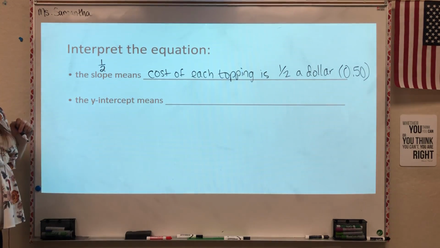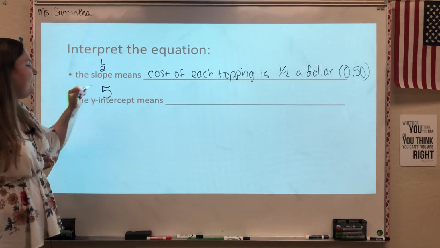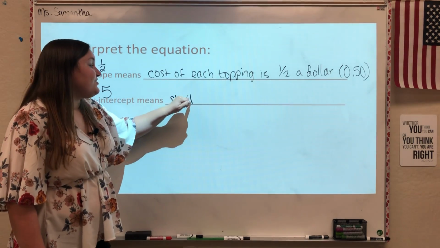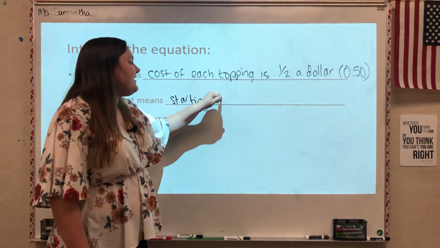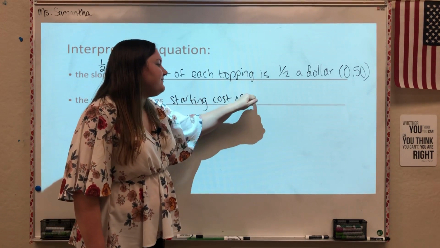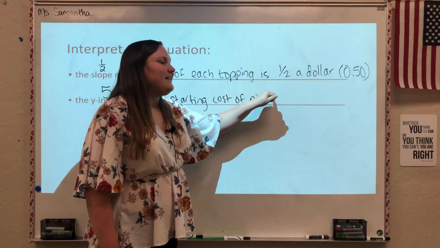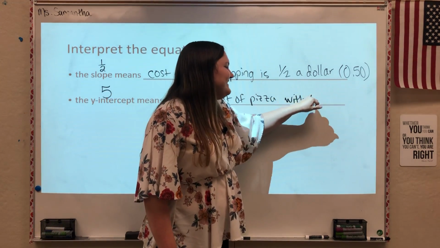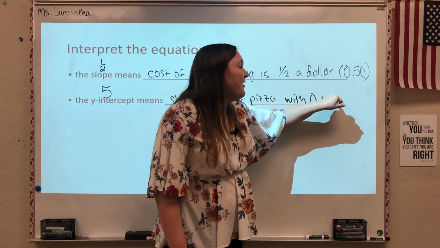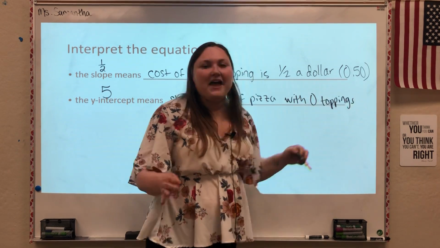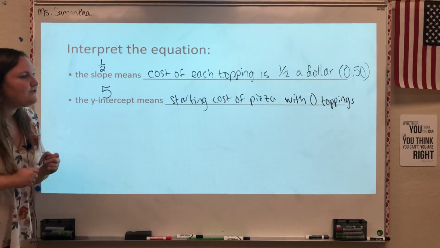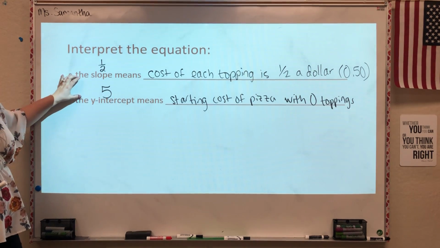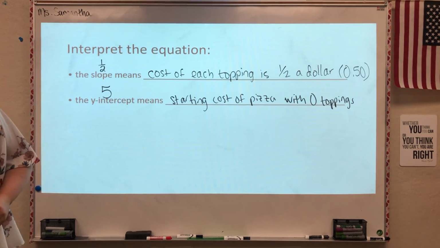The y-intercept, which in that last problem was 5, we could say represents the starting cost of pizza. You could say something like that. You could say the starting cost of pizza with 0 toppings, with no toppings, anything like that. So to practice all the math we did, but to also practice these two things here, I've got a question for you to look at.